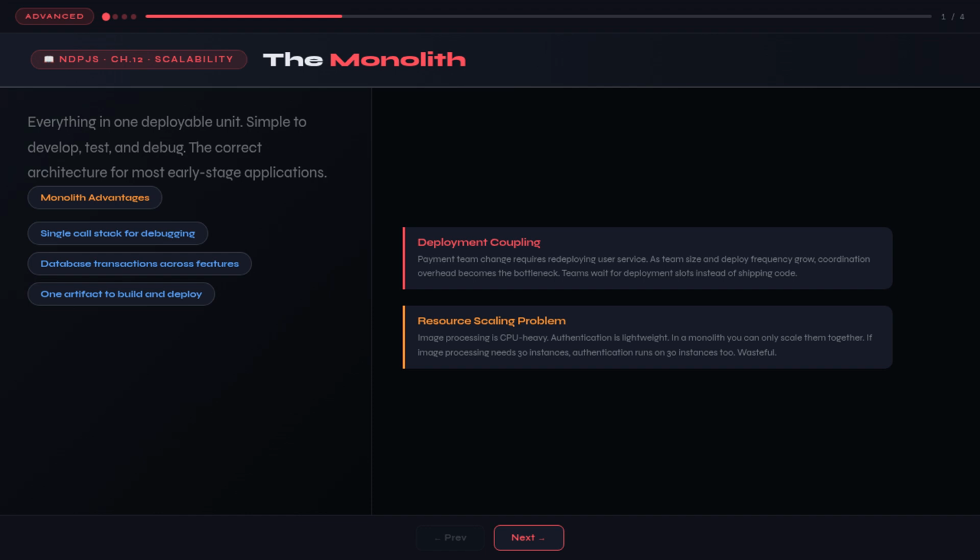There's also the resource scaling problem. Your image processing feature is CPU intensive. Your user authentication feature is lightweight. In a monolith, you can only scale them together. If image processing needs 30 instances, authentication also runs on 30 instances, wasteful. These are the pressures that push monoliths toward decomposition. The question is how far to go and when.